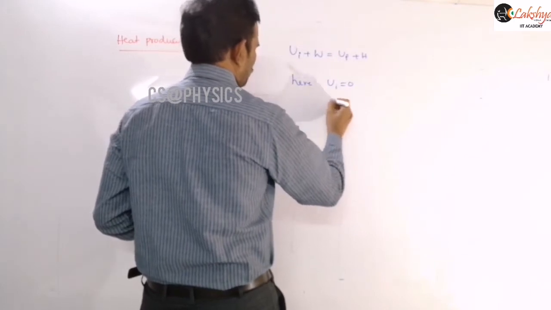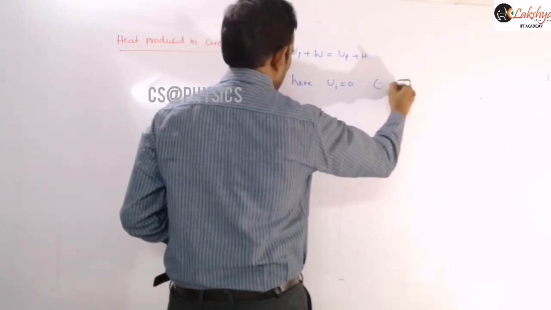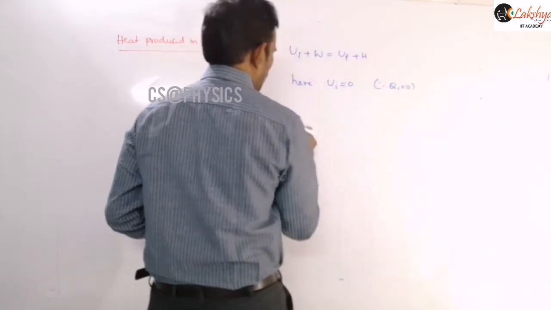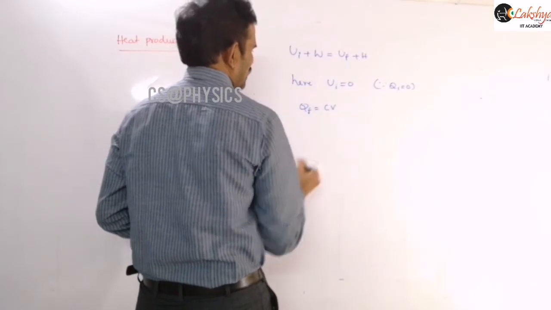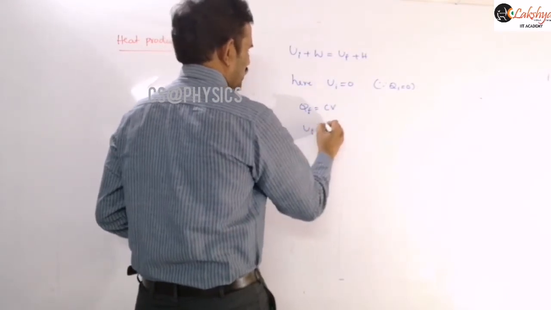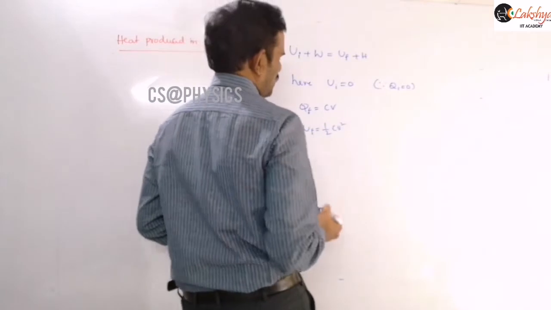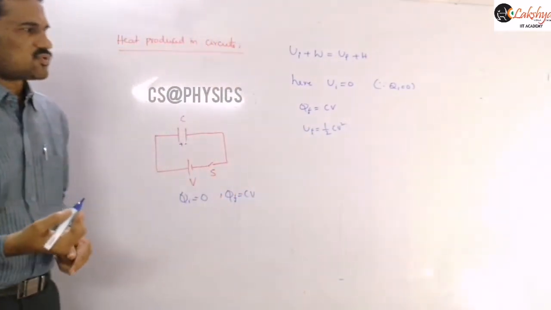The final charge is stored on that capacitor, and therefore that final energy we can write. Since the initial energy is equal to 0, initially it is uncharged. Now this final energy we can write as half CV square, right? That is the final energy stored in that capacitor.